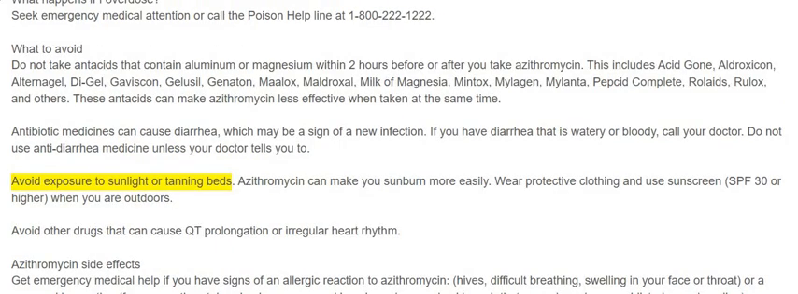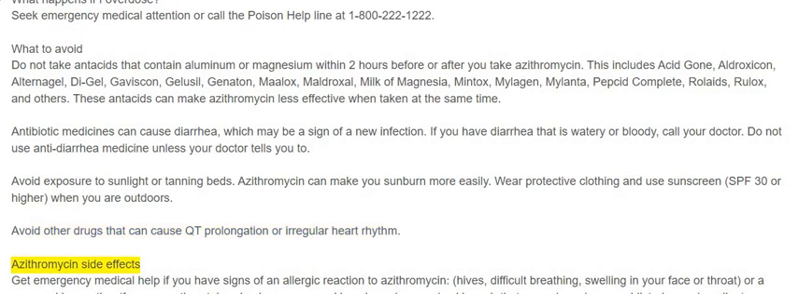Avoid exposure to sunlight or tanning beds. Azithromycin can make you sunburn more easily. Wear protective clothing and use sunscreen, SPF 30 or higher, when you are outdoors. Avoid other drugs that can cause QT prolongation or irregular heart rhythm.